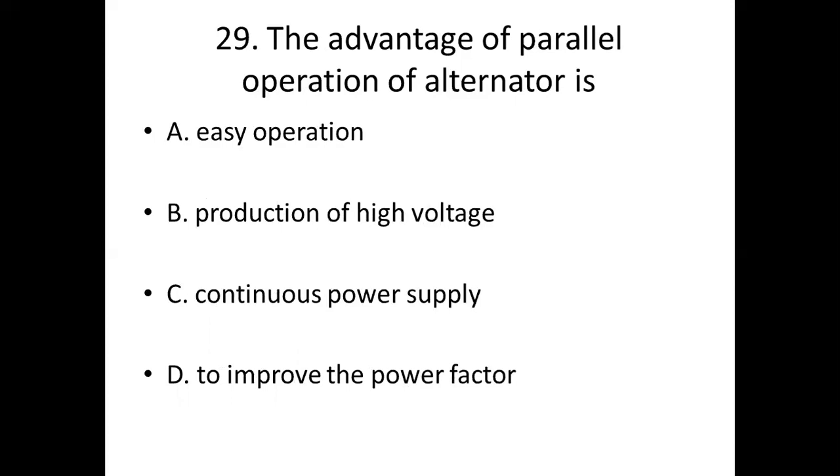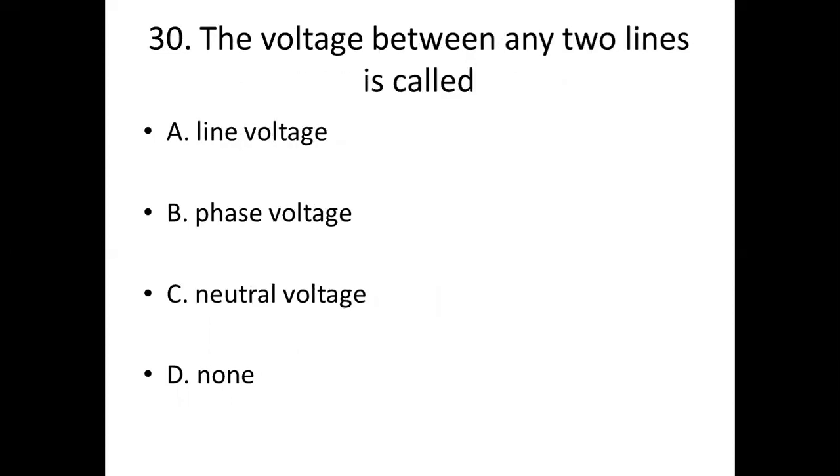Option C, continuous power supply. 30th bit. The voltage between any two lines is called option A, line voltage. Option B, phase voltage. Option C, neutral voltage. Option D, none. Answer guess cheyandi.